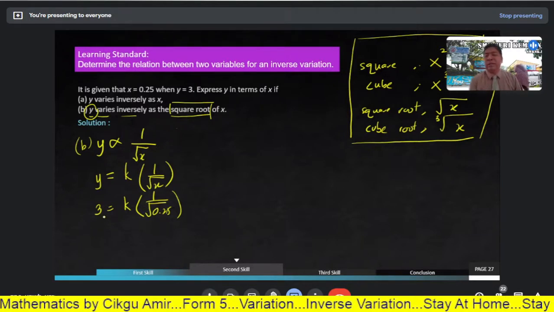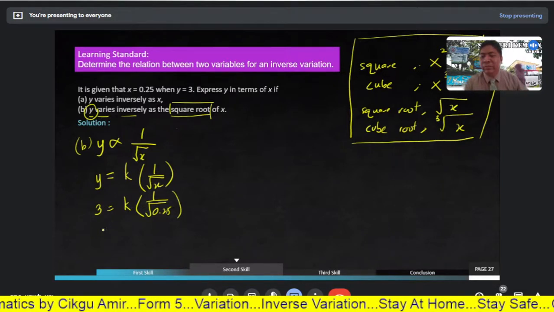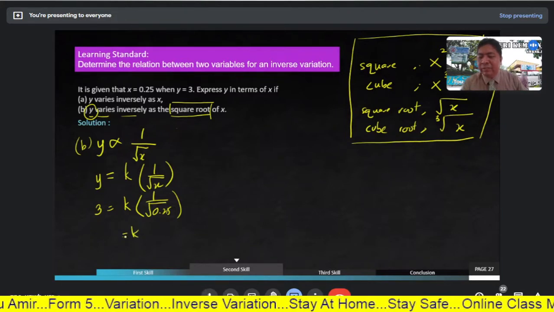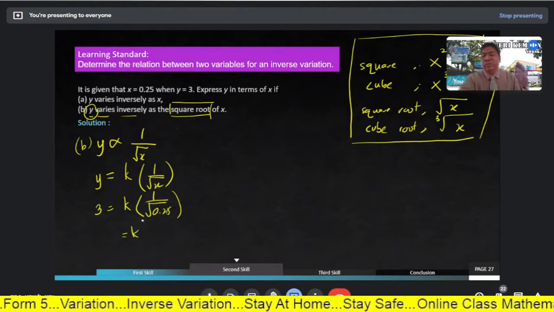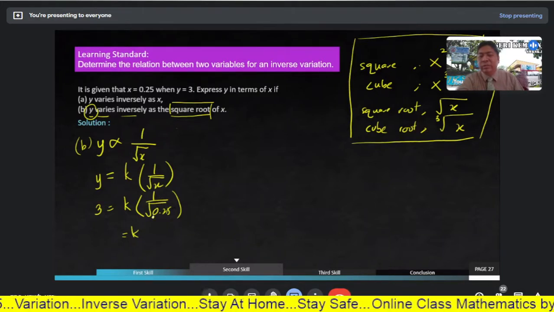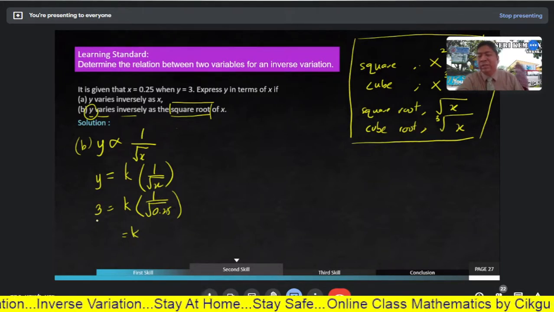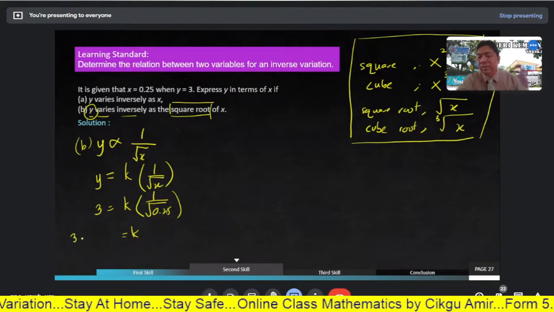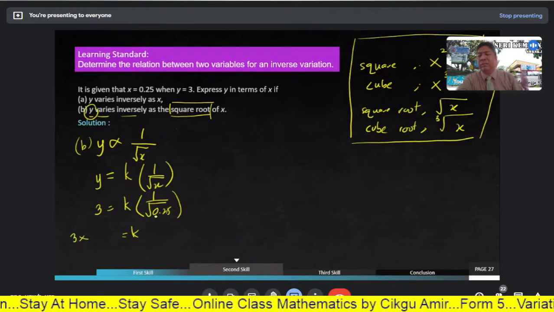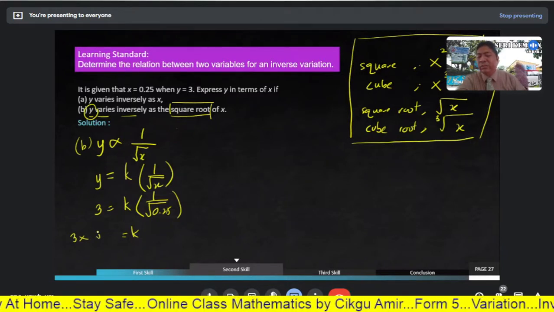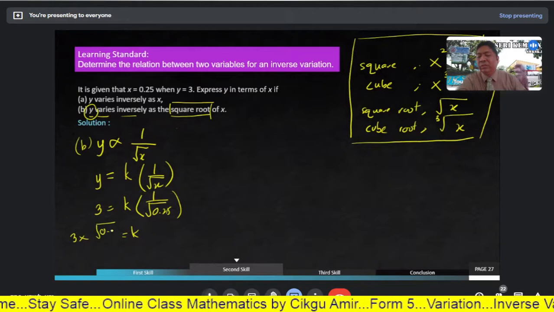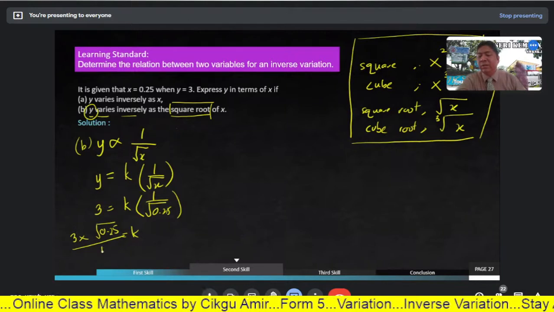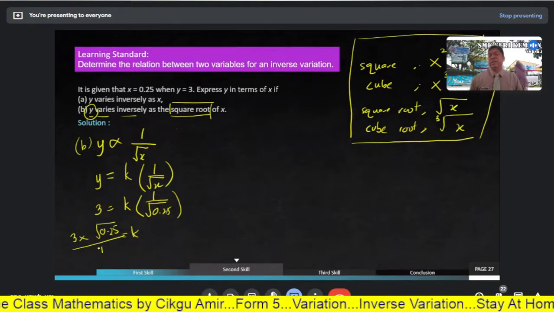Okay, then we solve this. We leave k here to the right and we move 1 over square root of 0.25 to the other side. So we have 3 multiplied with square root of 0.25, divided by 1.